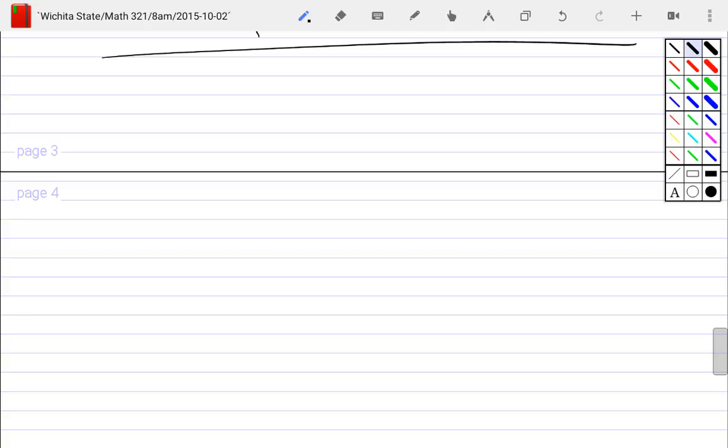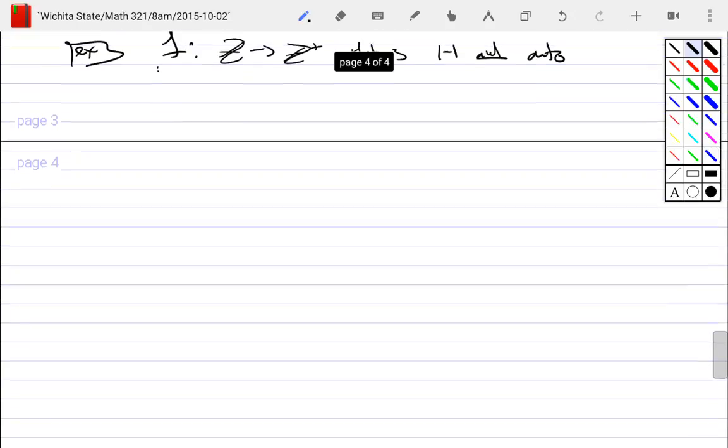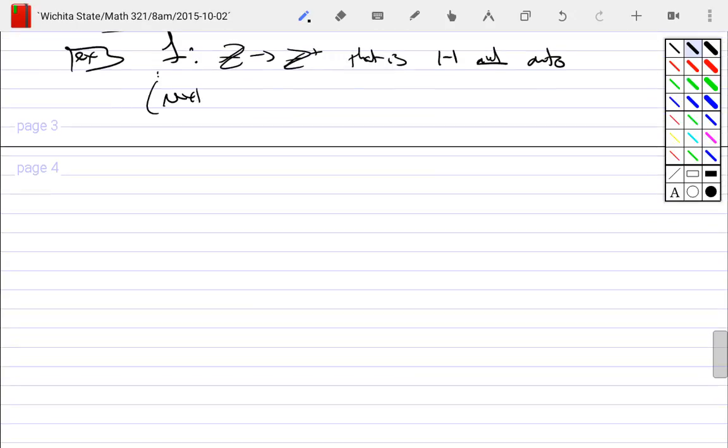One-to-one and onto? Okay, so say, for example, f from the integers to the positive integers. That is one-to-one and onto. If I had an arrow diagram, I would do this. I need a bigger space here. Next page.